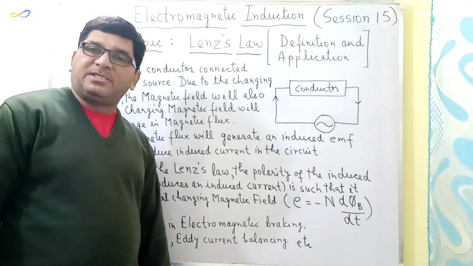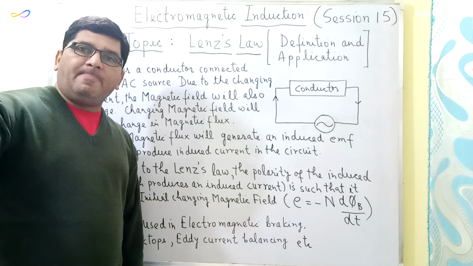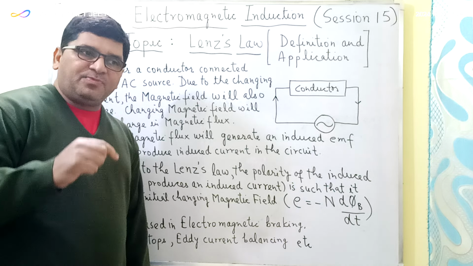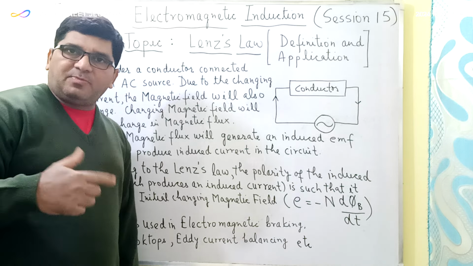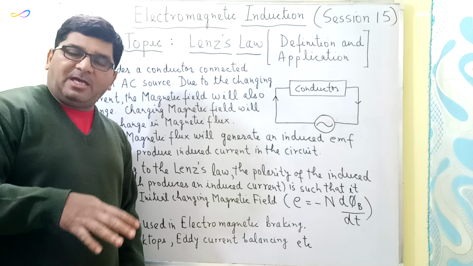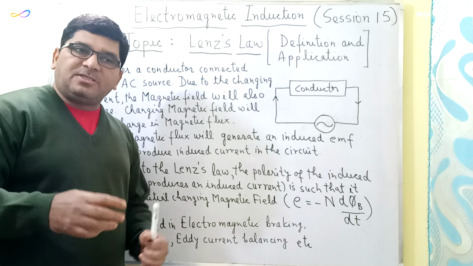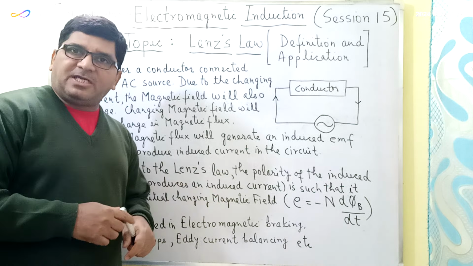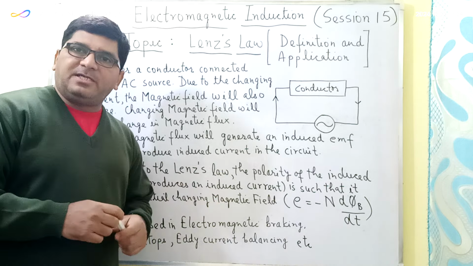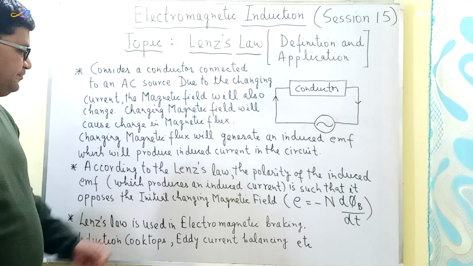In the induction cooktop, when we switch on the supply, the alternating current produces the rapidly changing magnetic field, and because of that, the eddy currents are produced, and because of those eddy currents, the food which is kept inside the induction cooktop gets heated up due to the Joule heating effect. And Lenz law is also used in the balancing of the eddy currents. So these are some of the applications of the Lenz law.